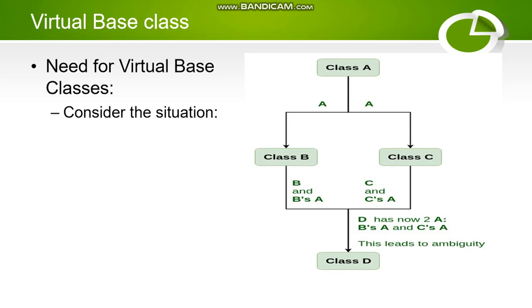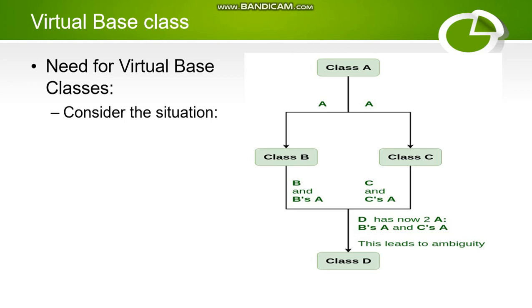Consider the situation given in the figure, where we have one class, class A. This class A is inherited by two other classes, class B and class C, right? So B and C, these two classes, are derived from class A. Both B and C are inherited into another new class, class D. That is, class D is generated from two base classes, class B and class C.